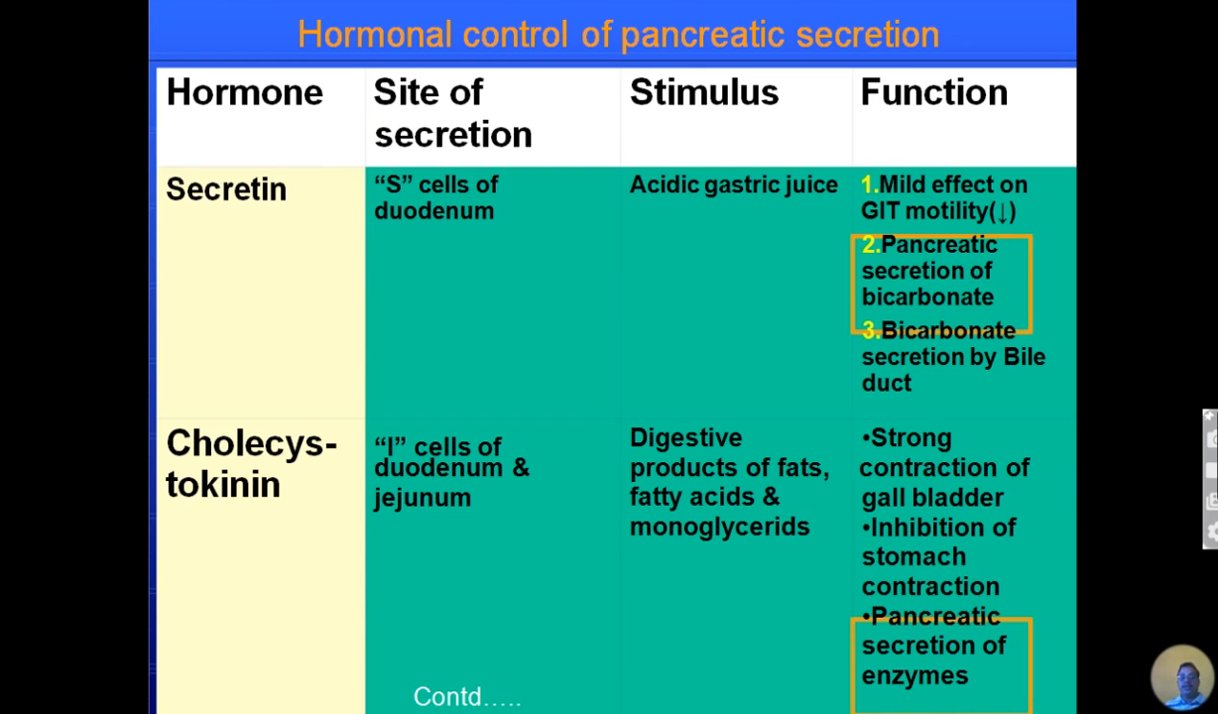Basically, secretin, after release from the S cell of the duodenum, acts directly on the ductal epithelial cells of the pancreas to provide more volume of pancreatic juice, to reduce the destruction of the duodenal mucosa. So the bicarbonate secretion comes out. Cholecystokinin.